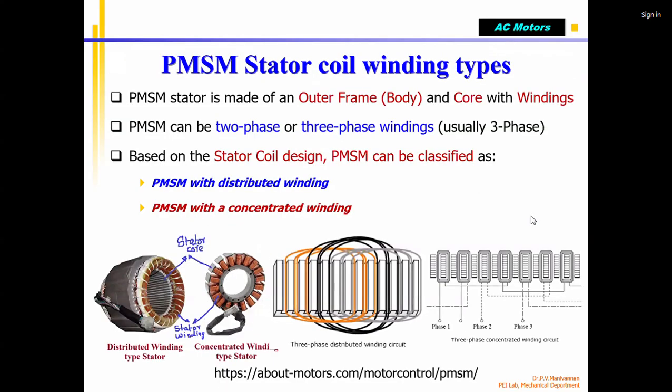Okay, now to understand better how the permanent magnet stator coil winding looks, there are two types. Even in the case of the stator winding, there are two types of winding. The permanent magnet stator is made of an outer frame. As I told you, this is the outer frame, correct? With slots and body and core. The core is a magnetic material in which there are slots in which windings are fixed, correct? These are the windings. You can see the copper windings, the stator windings.